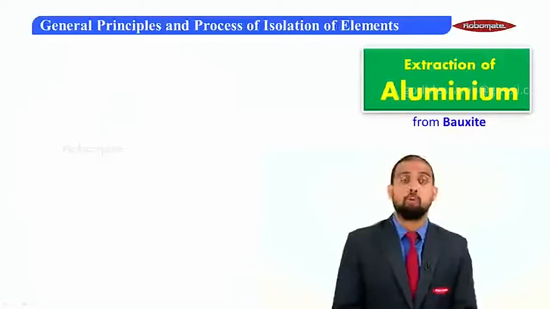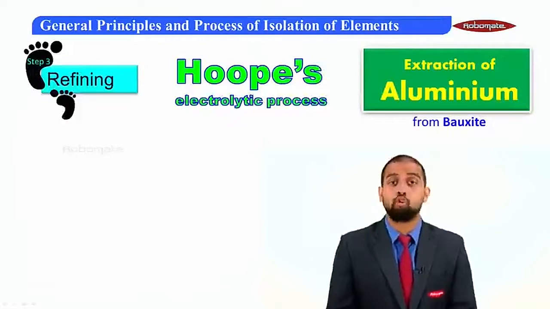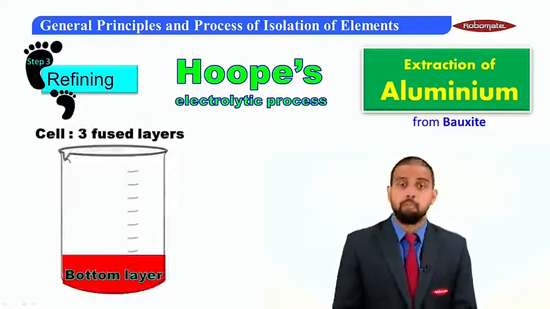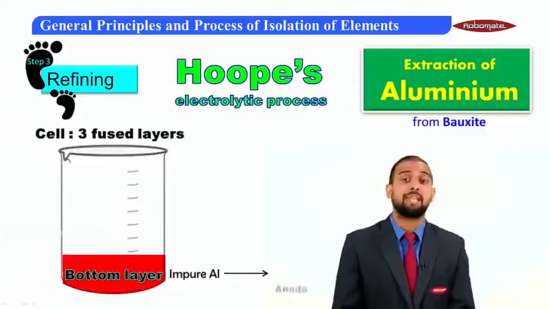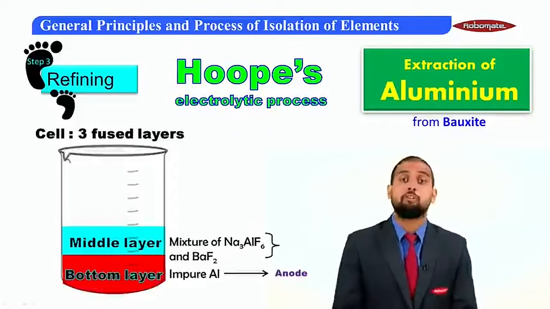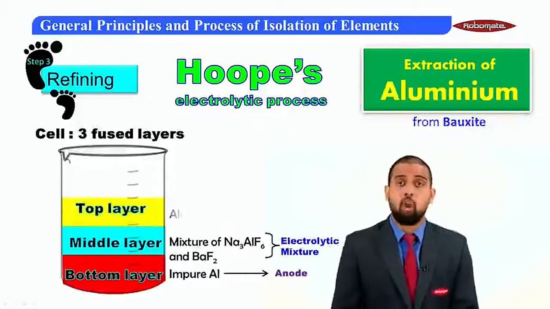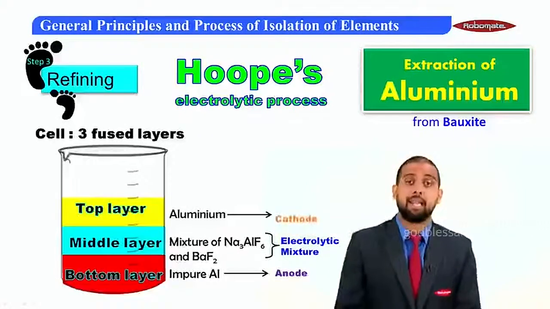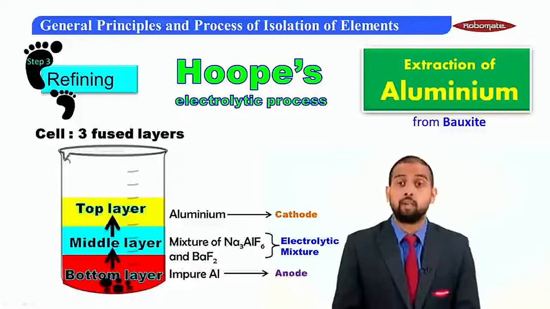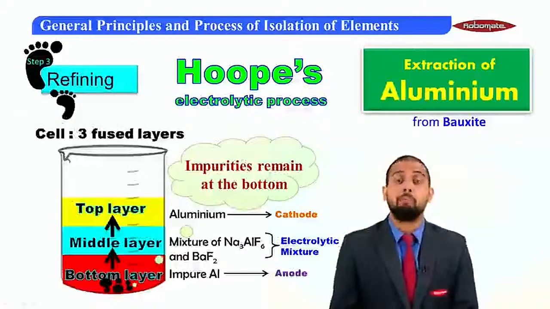Now the aluminium which is obtained, the next thing we need to do is refine it, and the method that we choose is called Hoope's electrolytic process, which basically consists of 3 fused layers. The bottom layer is made up of impure aluminium which can act like anode, and the middle layer will act like an electrolyte, which is a mixture of Na3AlF6, which is cryolite, and BaF2, barium fluoride, and the top layer, which is a pure aluminium which can act like cathode. Now when you conduct electricity, the aluminium from the bottom layer will migrate towards the top layer, leaving the impurities at the bottom. So this way we can obtain pure aluminium.